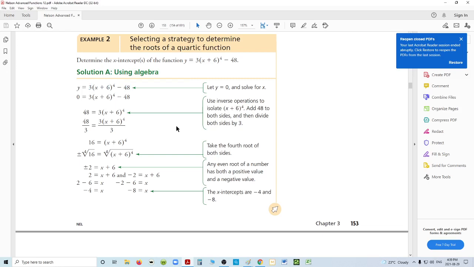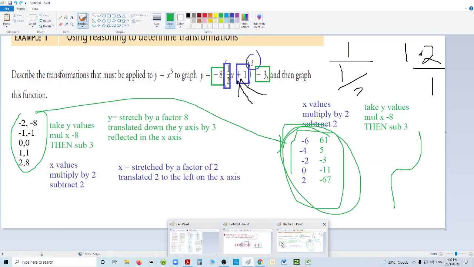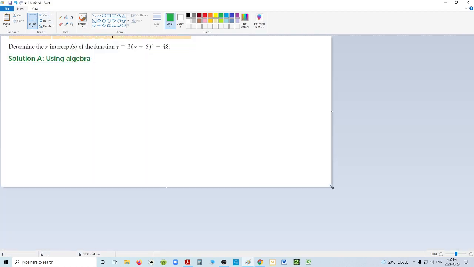Oh, and they want you to determine the intercepts here. Okay. So they're doing it slightly different. The x-intercepts. So I don't know why they're doing the x-intercepts, but whatever. Here's how you would do that. So x-intercepts are simply when y is equal to 0. So you take your formula and you make it equal to 0.